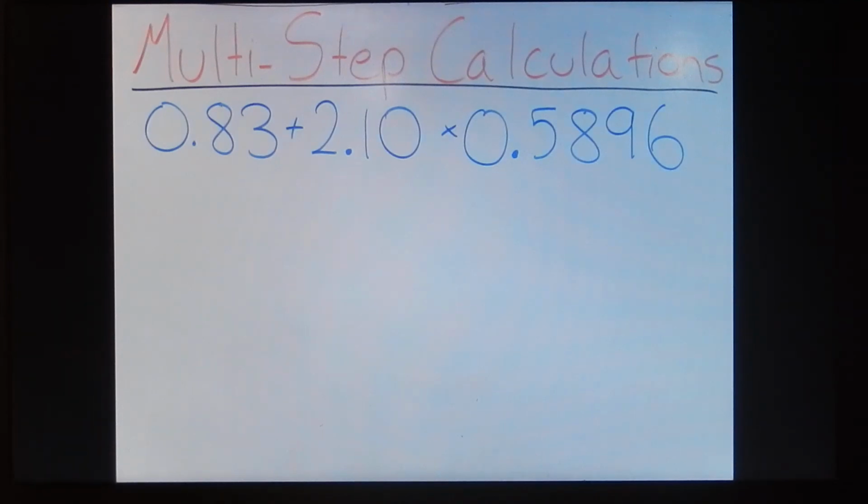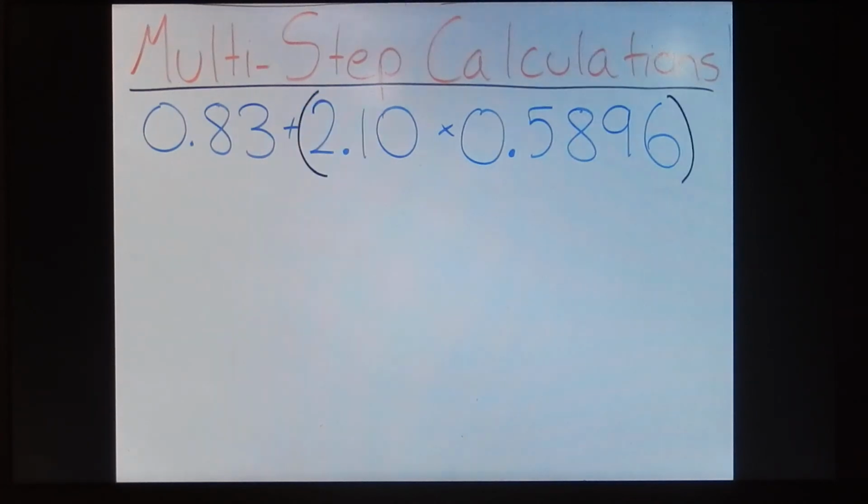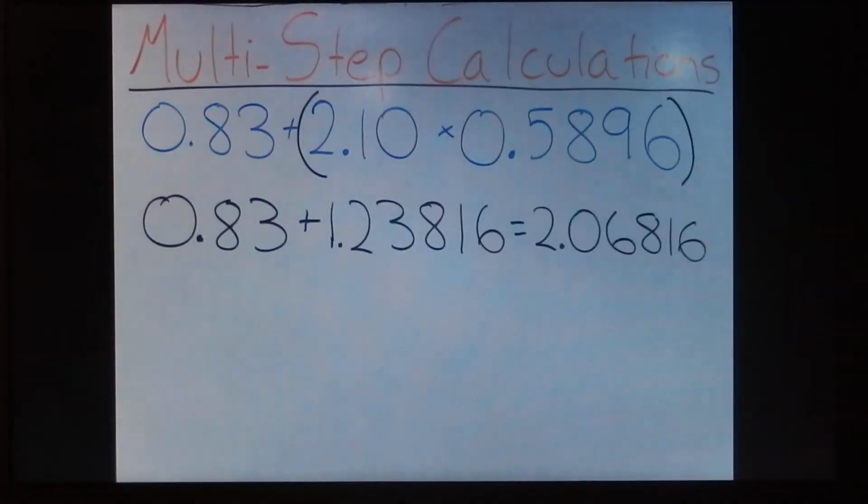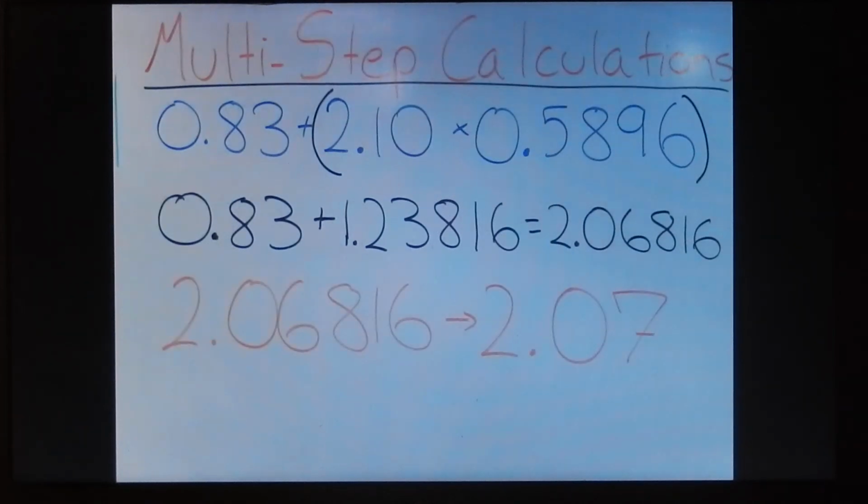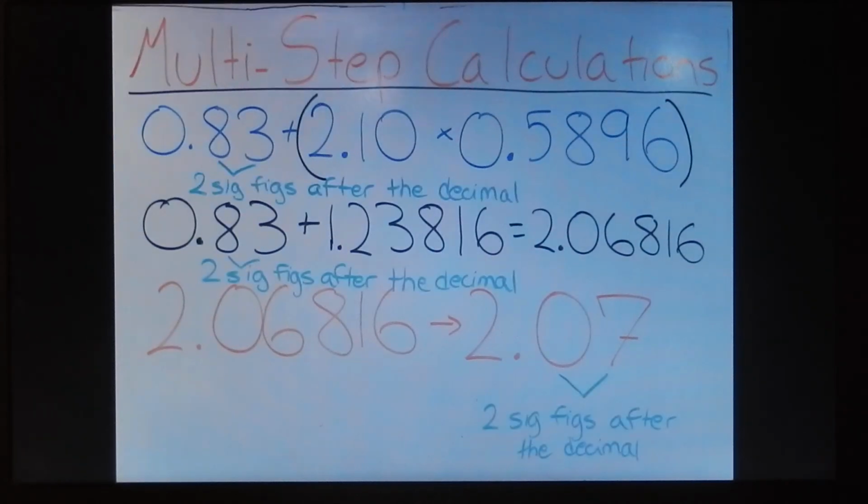0.83 plus 2.10 times 0.5896. First you multiply 2.10 times 0.5896, which equals 1.23816. Then you add 0.83 to 1.23816, which equals 2.06816. Now you have to round to get the correct number of sig figs after the decimal, so that's why the answer becomes 2.07.